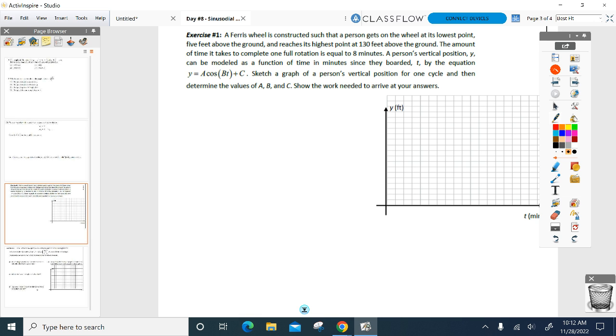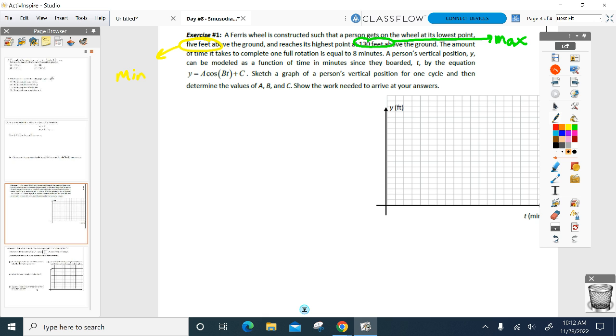All right, so first thing we come across here, gets on the wheel at its lowest point, 5 feet. What's that 5 feet telling me? That's my minimum value. That's another fancy way of saying the minimum of this problem is 5. And it reaches the highest point of 130 above the ground. What's the 130? That's my max. Again, you're not going to see those words there. You have to figure out that, hey, that's the min and the max.